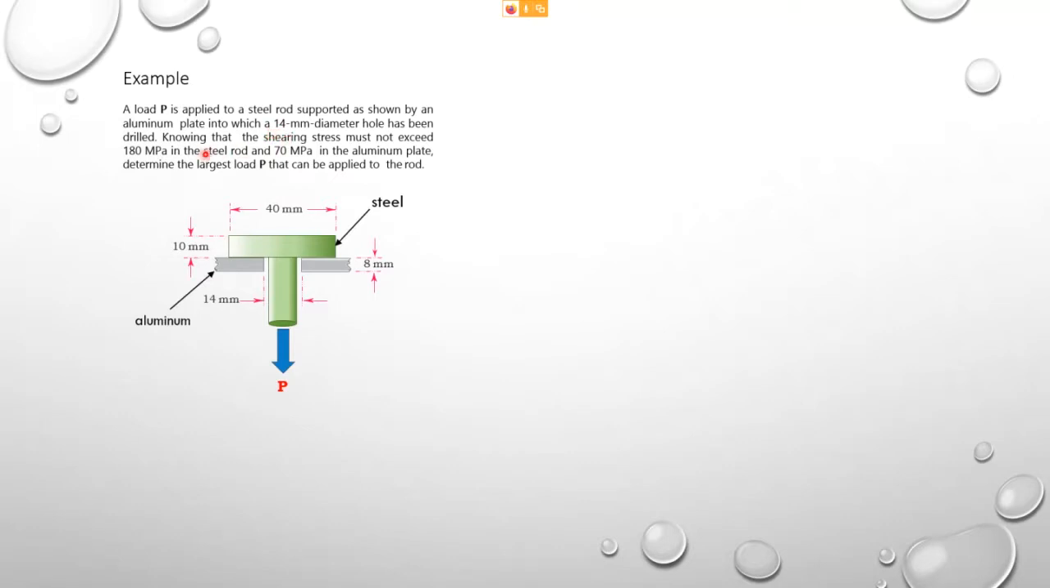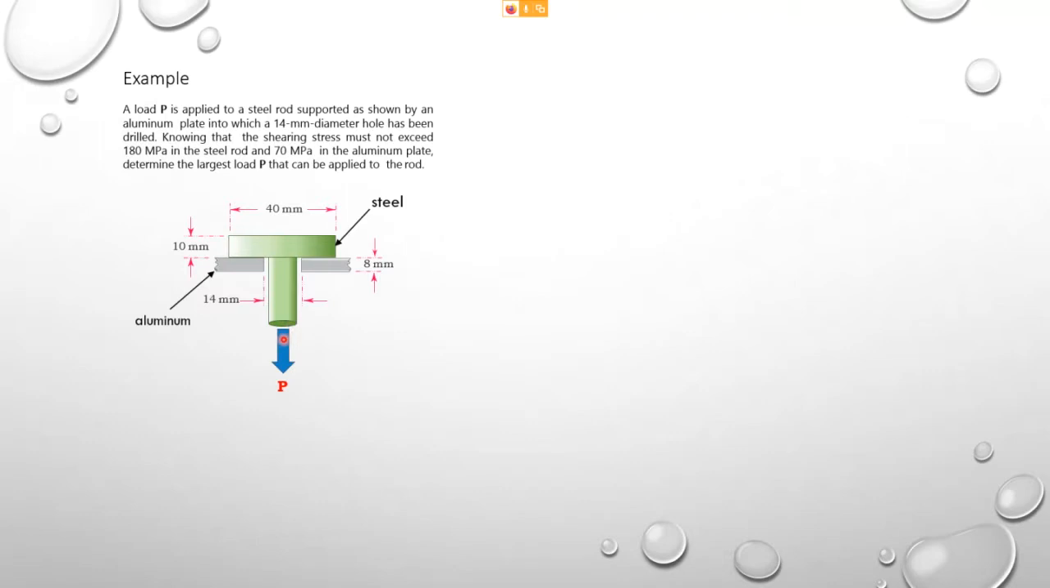Okay? So knowing that the shearing stress must not exceed 180 megapascal in the steel rod and 70 megapascal in the aluminium plate. So the shearing stress for the aluminium plate here is 70 megapascal, and the shear stress for the rod is 180 megapascal. Find what is the largest load P that can be applied to this rod.